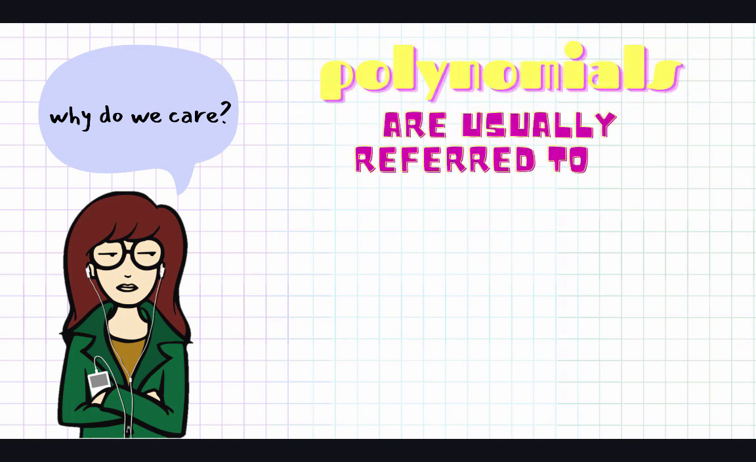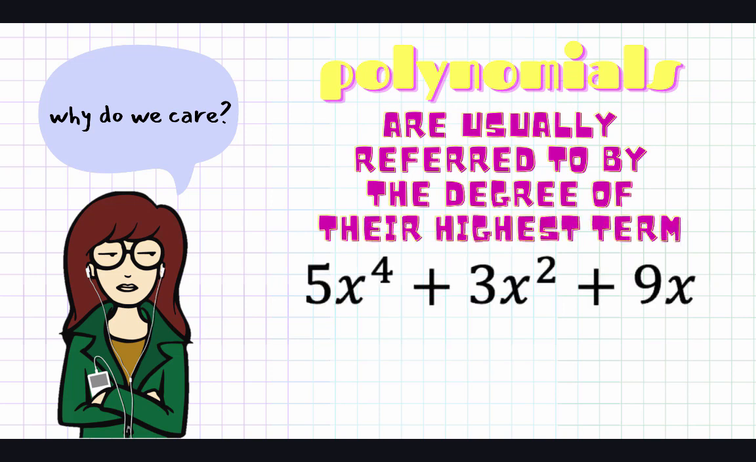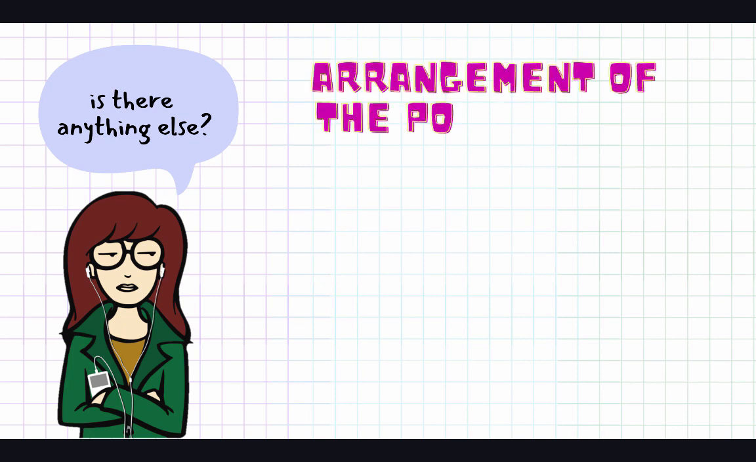Okay, but why should we care about the degree of terms? Well, it's because polynomials are often referred to by the degree of their highest term. Take this polynomial for example. Because it contains a 4th degree term, but no terms of a higher degree, then it's labelled as a 4th degree polynomial. Another reason that we care about the degree of the terms is that it helps us decide on the correct arrangement of a given polynomial.